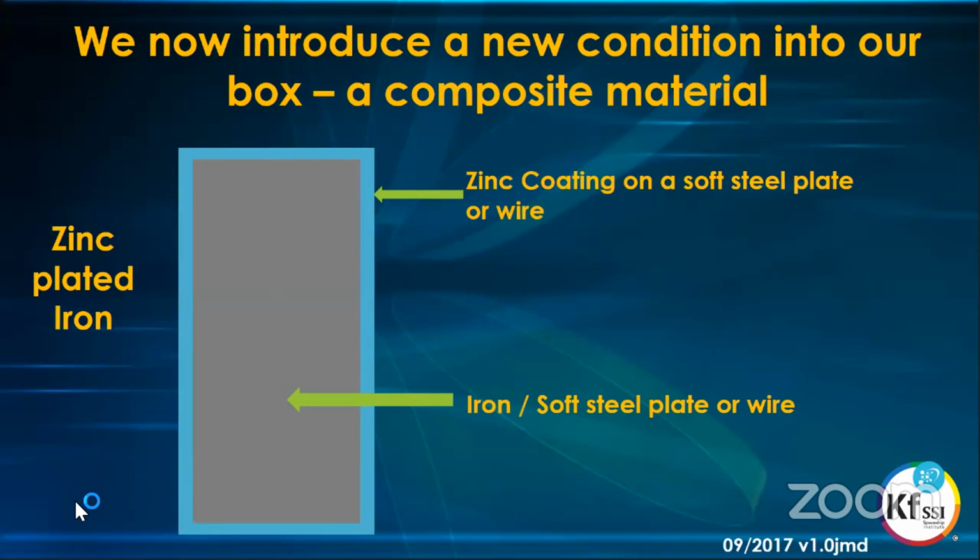Because now we're introducing a new condition into our box. It's a composite material. With our zinc plated iron or chicken wire, essentially we have zinc coating on the outside of some steel, and on the inside you've got your iron plate. So you have the composition of two metals, with your zinc coating on the outside and your iron on the inside.